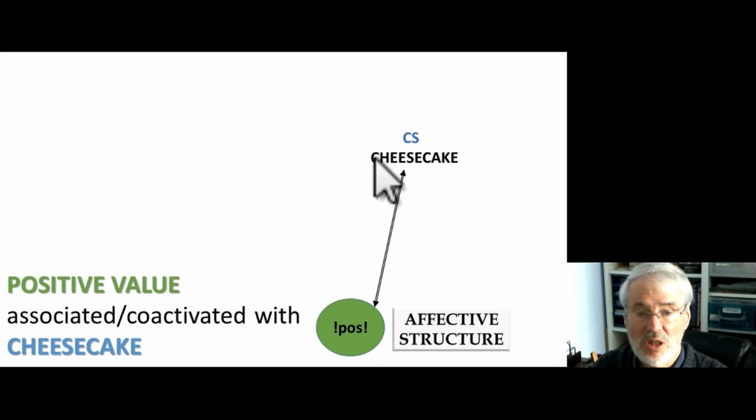Okay, we've got a concept cheesecake, and it's positively valued, which means it has an association with the affective system, which is a positive structure. I've marked it in green to indicate its positiveness. And this association basically says that cheesecakes are valued by this individual, and they may be highly valued or slightly valued. That depends on the degree of activation, but they are positively valued. So these two are activated when you are confronted, for example, with a cheesecake.